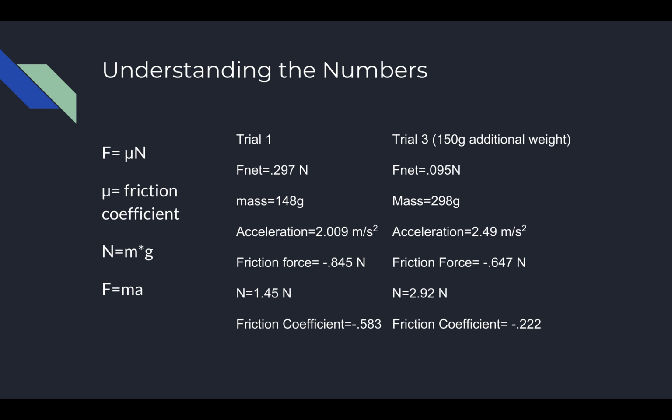And then we found for trial 1, the friction coefficient was negative 0.583. And for trial 3, the coefficient was negative 0.22. And this shows that as we added weight to the IO lab, the friction coefficient decreased.